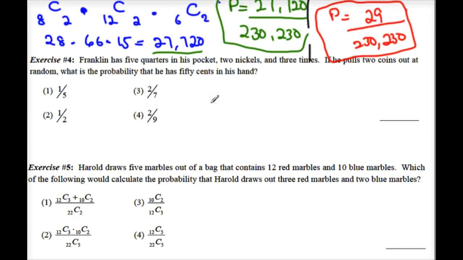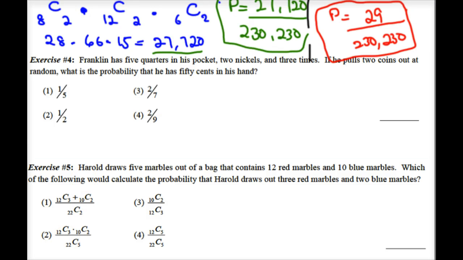I have 4 and 5, multiple choice. Franklin has 5 quarters in his pocket, 2 nickels, and 3 dimes. If he pulls out 2 coins at random, what is the probability that he will have 50 cents in his hand?